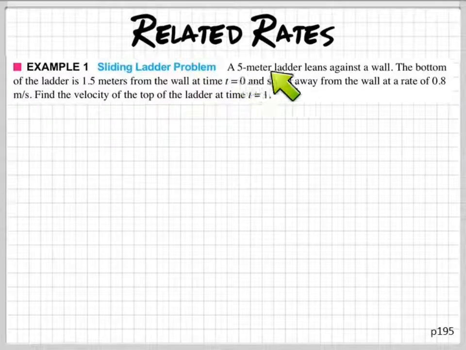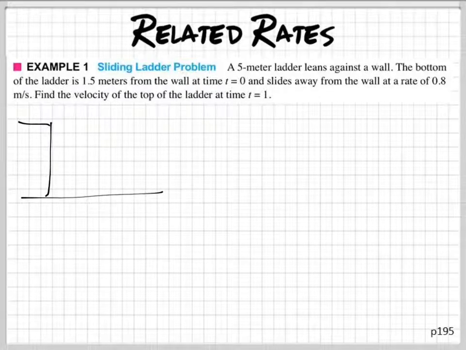So we have a 5-meter ladder that leans against the wall. So let's draw a picture of that. We have a wall right here. Here's my ladder. It is 5 meters. Okay? So there's my ladder leaning against the wall. The bottom of the ladder is 1.5 meters from the wall. Okay, so it's 1.5 right here, from here to here. Meters.